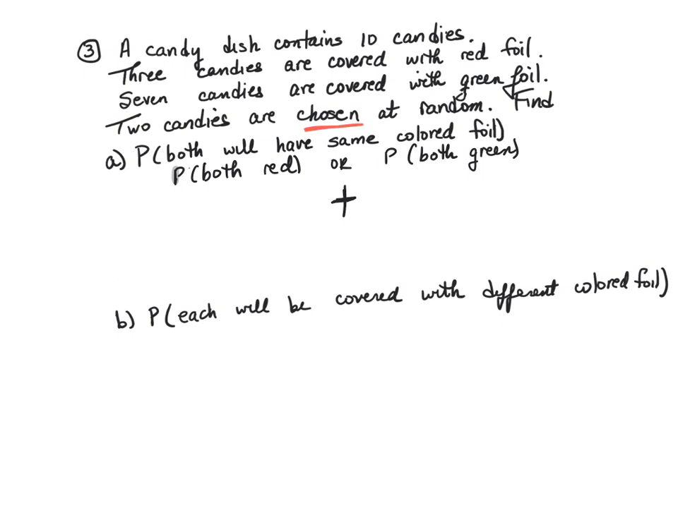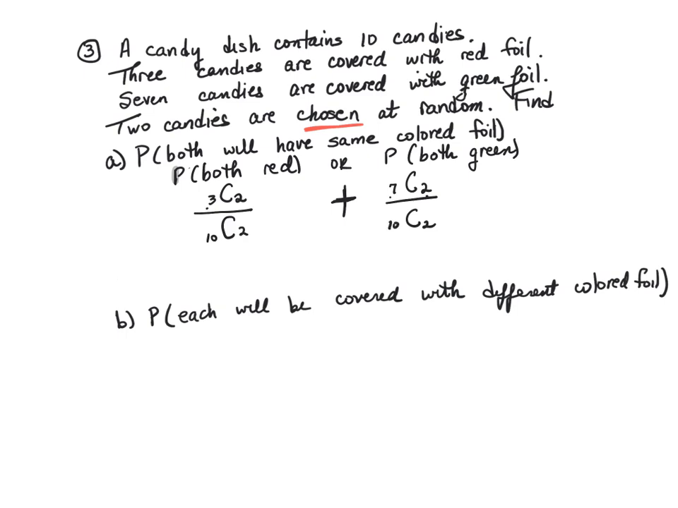Now, the number of ways that we could get 2 red foiled candies would be 3 choose 2. And the number of ways that we could get 2 green foiled candies would be 7 choose 2. Again, there's 7 green, and we're going to choose 2. Here we have 3 red, and we're going to choose 2. Because we're considering probabilities, we have to consider how many ways can we select 2 candies from the total bowl? And altogether, there are 10 candies.